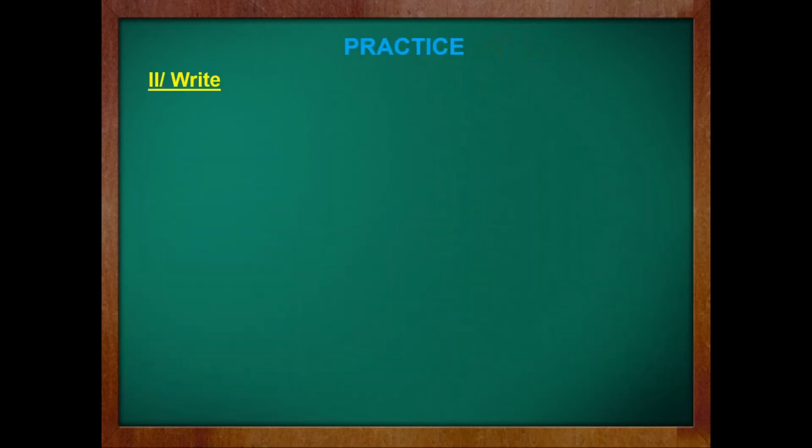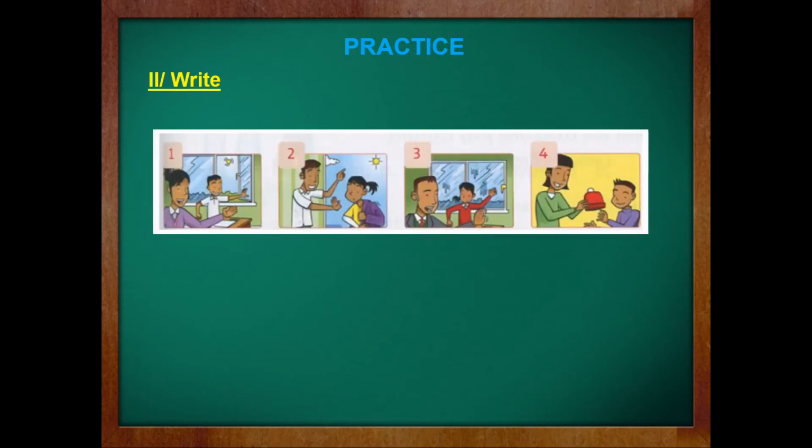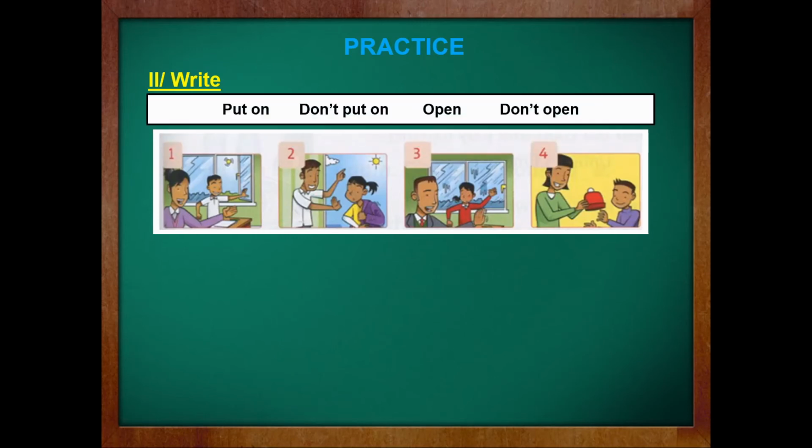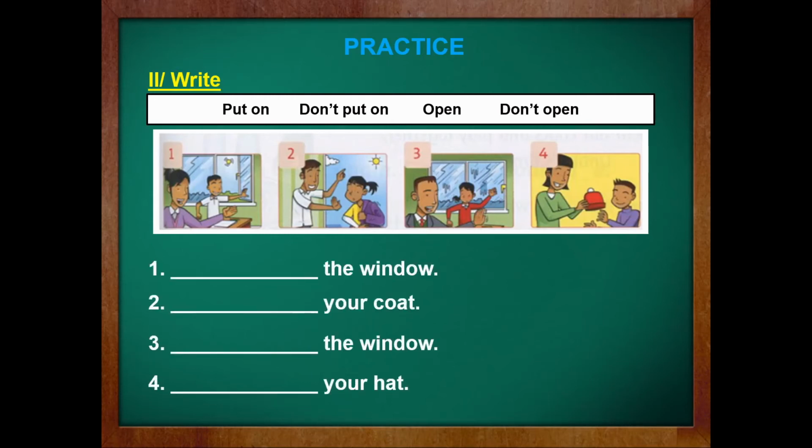Now, to make sure that you understand what I say, we have more activity to do. I have four pictures here and four verbs. Look at the four pictures carefully and fill in the blanks. For example, number one and picture one. You will look at picture one, then fill in sentence one.